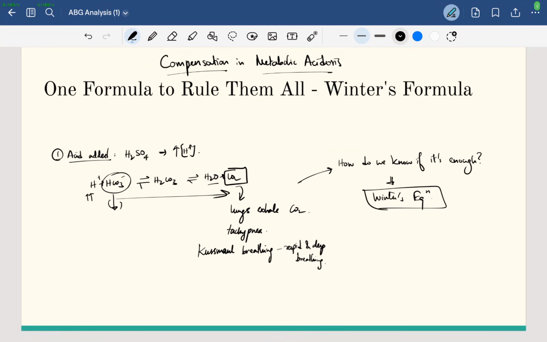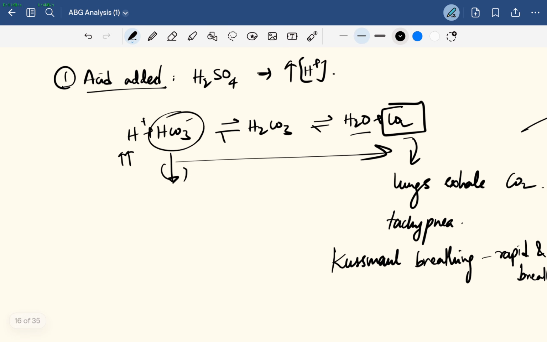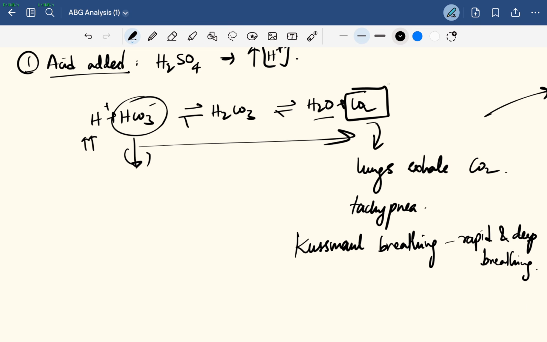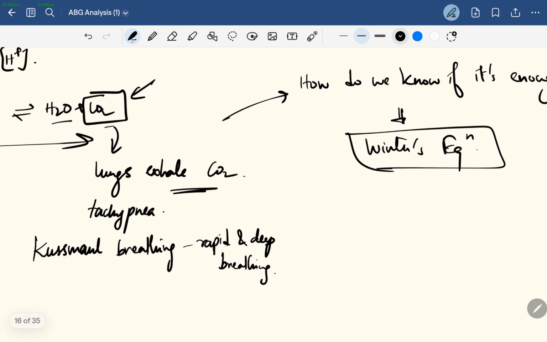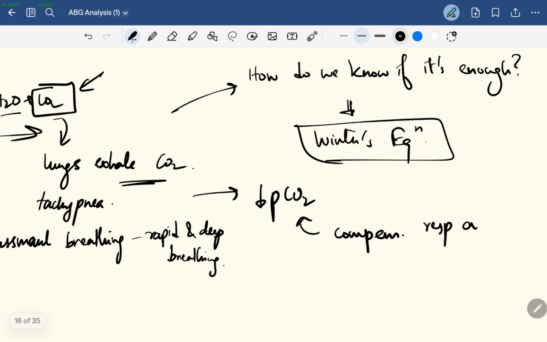Now, after determining the primary disorder to be metabolic acidosis, we also have to determine whether it's been compensated or not. And that's where the concept of Winter's formula comes in. If you'll recall, we were discussing the bicarb buffer. When we increase the amount of hydrogen, we know that bicarb gets depleted, and the neutralization of H plus leads to the production of carbon dioxide, which is exhaled by the lungs. And this leads to tachypnea. So we expect a low PCO2 in the case of a metabolic acidosis. And this is termed compensatory respiratory alkalosis. Alkalosis because it's counteracting acidosis.